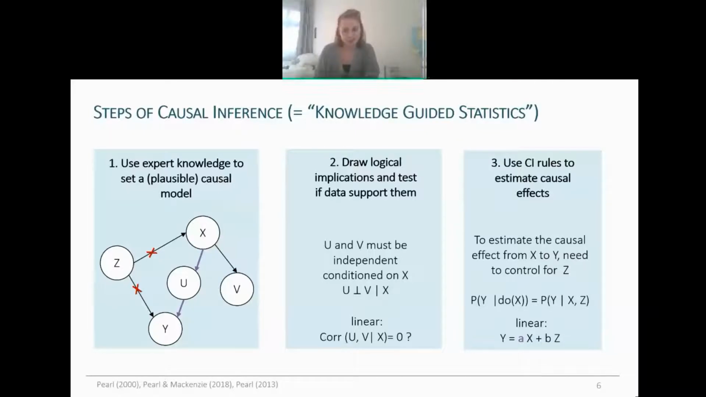Because the idea is really that this interventional probability distribution is hidden in the data we have, but we do have to extract or control for the factors which dilute the causal effect we are aiming for. Okay, so this was so far very theoretical.